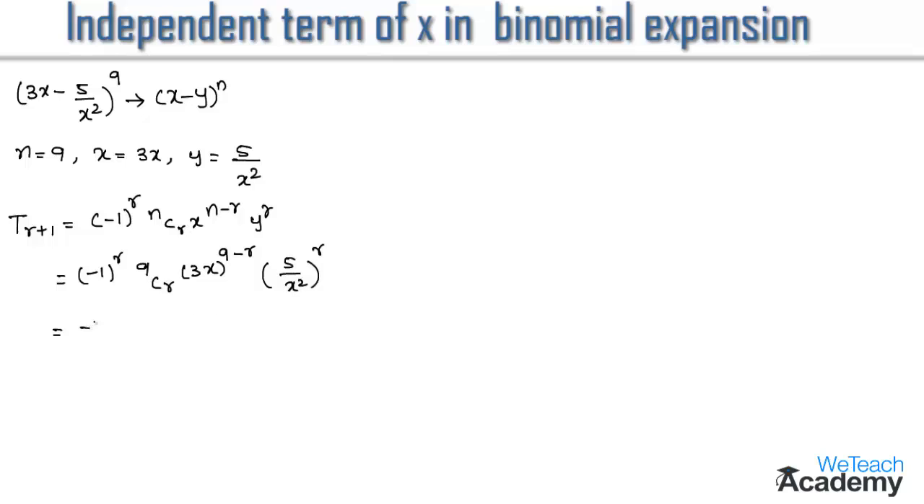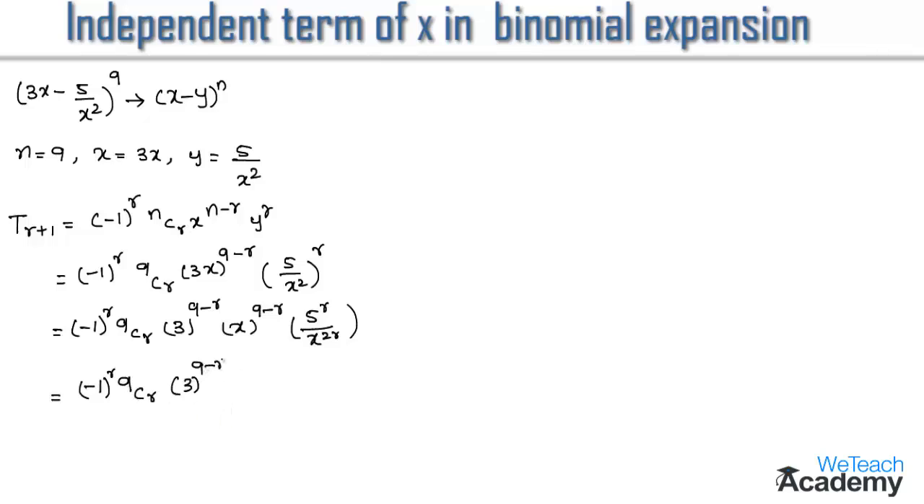So this we can write as (−1)^r × 9Cr × 3^(9−r) × x^(9−r) × 5^r divided by x^(2r). So this would come as (−1)^r × 9Cr × 3^(9−r) × x^(9−r) × 5^r × 1/x^(2r), which can be written as x^(−2r). Now let us simplify the x terms.